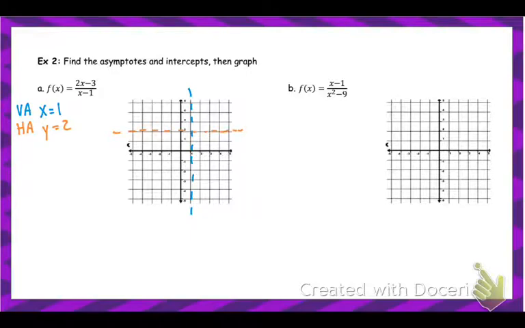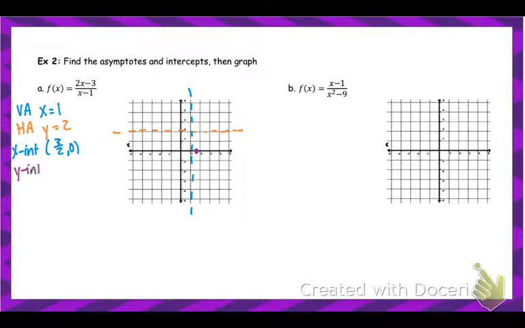Now I'll do my intercepts. We'll start with the x-intercept. Because 0 divided by anything is 0, the x-intercept would be 3 over 2, comma 0. So I'm going to go over to 1.5 and mark that point on my graph.